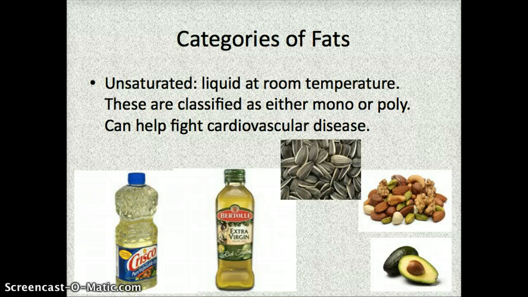And the different food sources that are depicted in the pictures, there's some vegetable oil, olive oil, avocados, nuts, and any types of seeds. All of those things are good food sources of unsaturated fats.